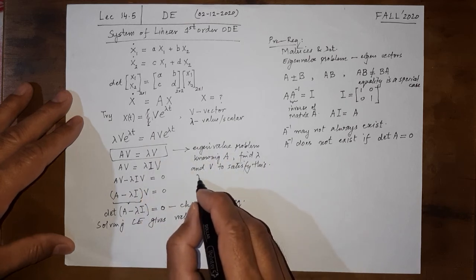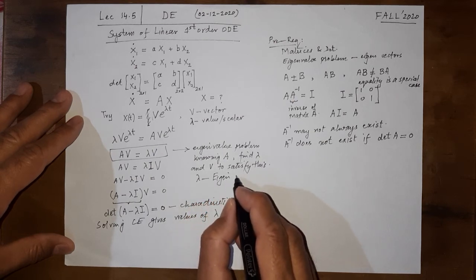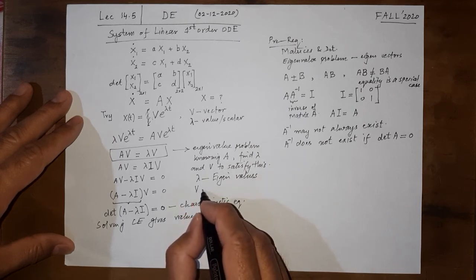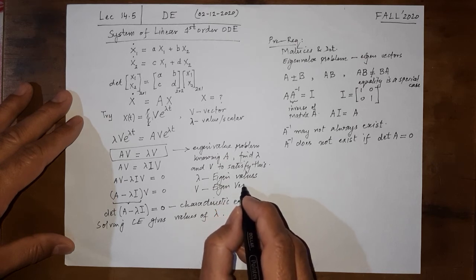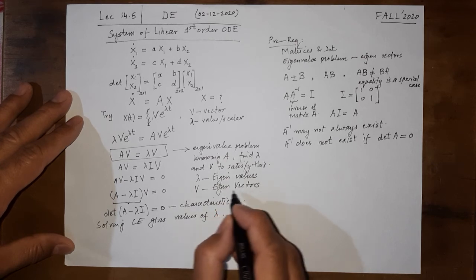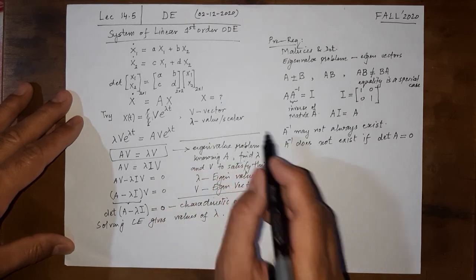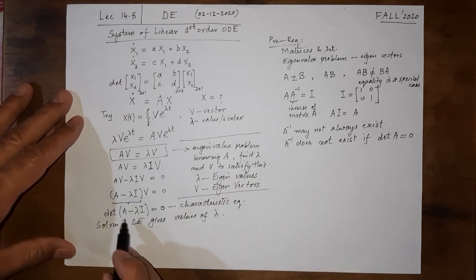So lambda are known as eigenvalues, and such v's are known as eigenvectors. There may be one vector or there may be multiple vectors. Similarly, there may be one value or multiple values. So let us continue with this to see how this will advance.